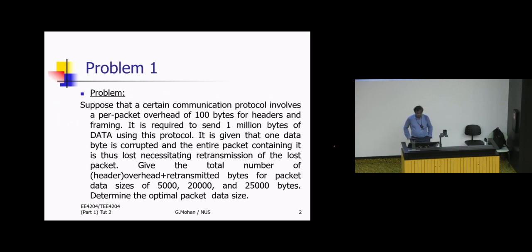So we are going to discuss a few problems in tutorial 2. Not so many problems, but they are all quite interesting problems. We start with problem number 1. You can see this as a continuation of the last problem which we discussed in tutorial 1.